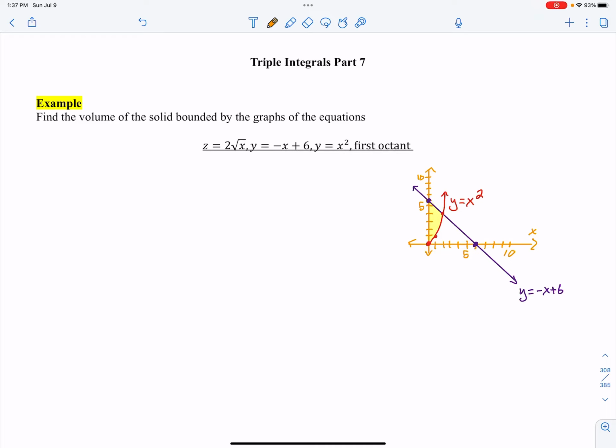In this video, we'll continue our discussion on triple integration by working another example. We want to find the volume of the solid bounded by the graphs. Sorry, this is underlined. Yours will not be. So our surface is here. And then this is going to tell us our surface too.